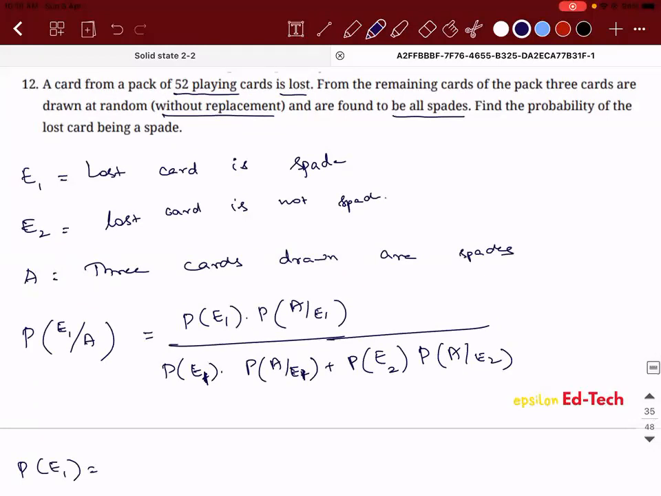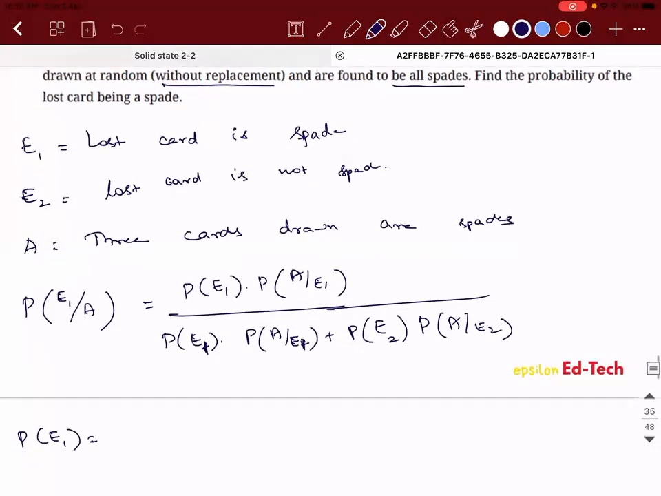So what is the probability of the lost card being a spade? So how many spades are there in a deck of cards? 13. 13 out of 52. So what is the probability of it? It is 1 by 4.